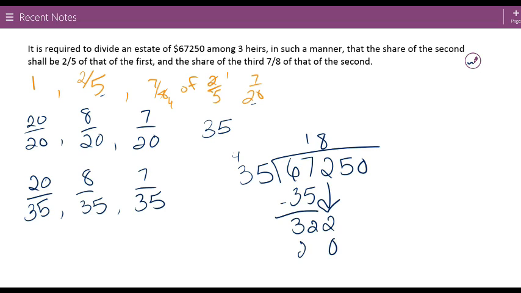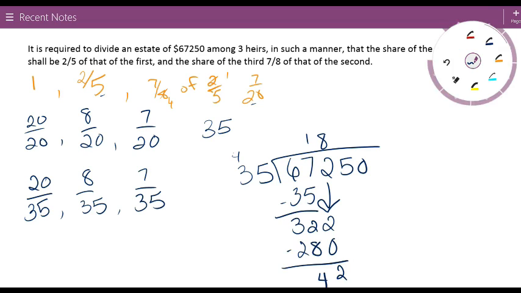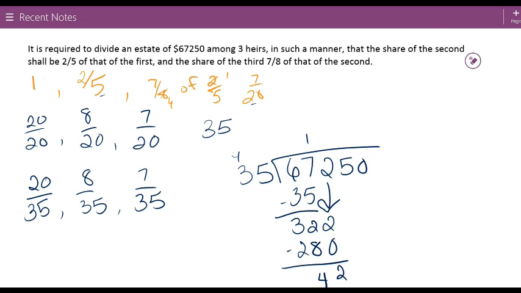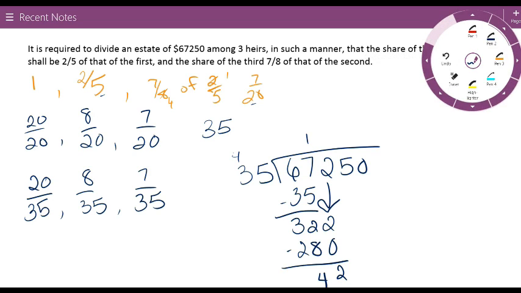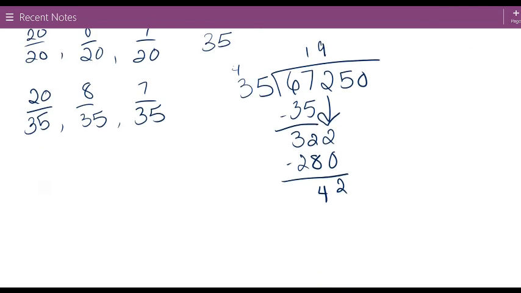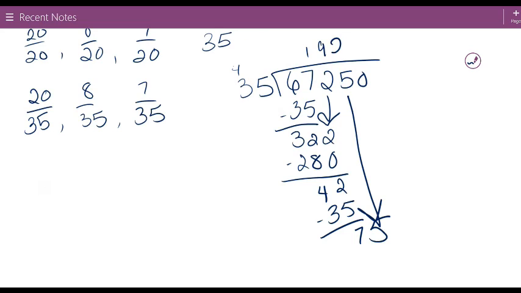24, 28. That might not be big enough. We'll see. 32. Oh, yep, that's 42. Okay, so we really needed this to be a 9. How much space do we have? A decent amount. 35, 7, 5, 2, 70, 0. Oh, I'm sorry, that was supposed to be a 5.